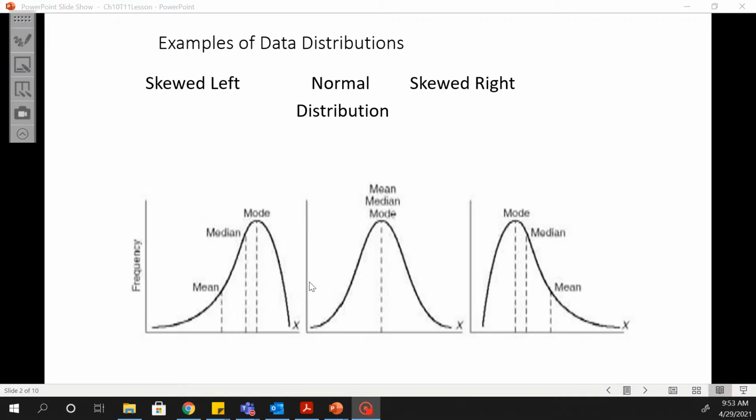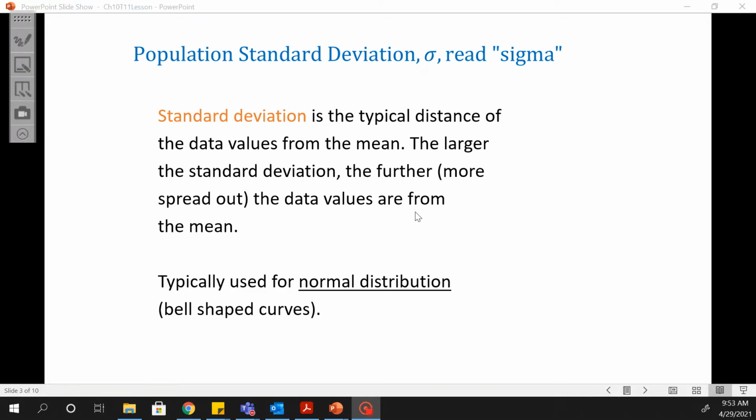Now, in order to talk about normal distribution, we have to talk about standard deviation, which is represented by the symbol sigma. The standard deviation is the typical distance of the data values from the mean. The mean is the average. The larger the standard deviation, the more spread out the data values are. Typically this is used for normal distributions, which are bell-shaped curves.